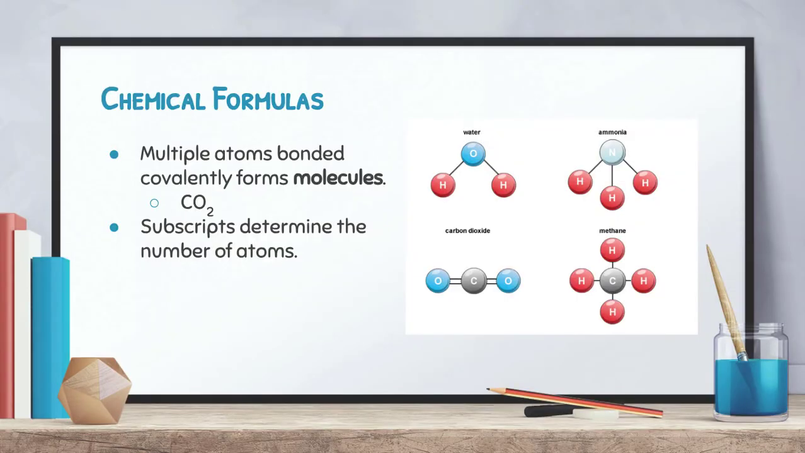Now when multiple atoms are bonded together covalently, that forms what's called a molecule. So for example, CO2, carbon dioxide. 2 oxygen atoms are covalently bonded to the carbon. You see water here is another example of that, H2O, ammonia, NH3, and methane, CH4. Now the subscripts determine the number of atoms that are present in that molecule. So CO2, for example, contains 1 carbon atom and 2 oxygen atoms.